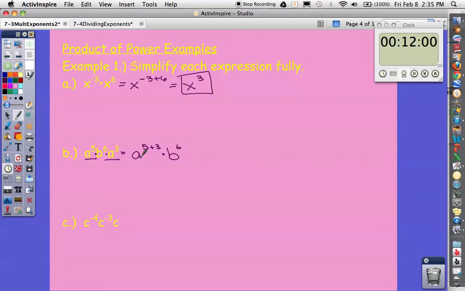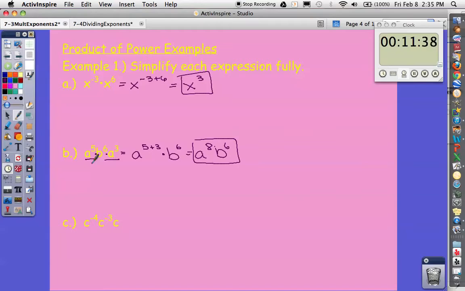Are these the same bases? Can we add all of these exponents together? No. You can only add the exponents of the same base. So we're going to be left with a to the 8th, b to the 6th. That's more simplified than what we started with, right? Because we had to write a twice. Now we only had to write it once.